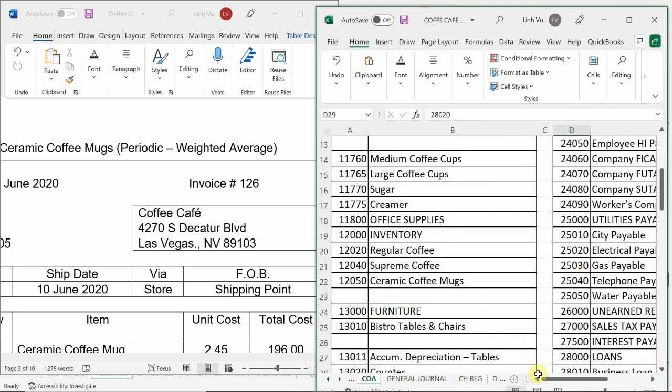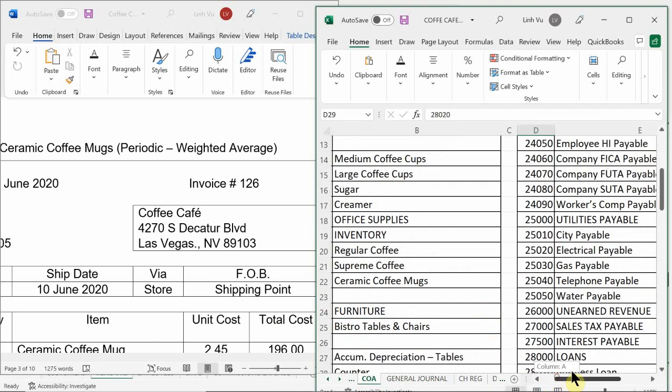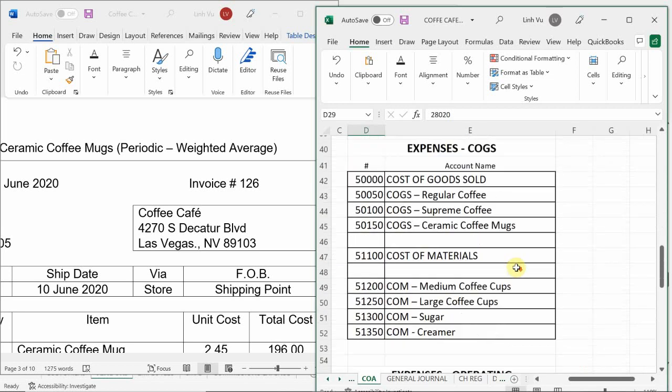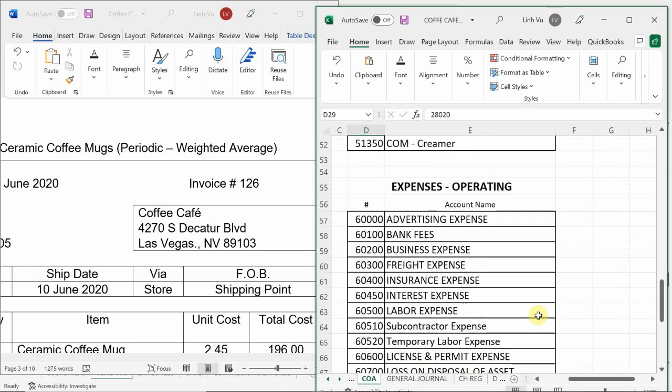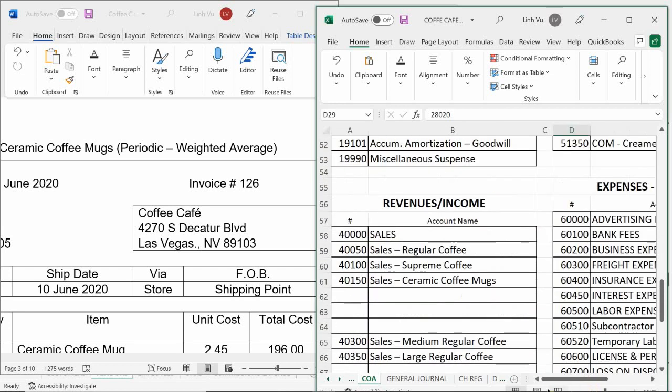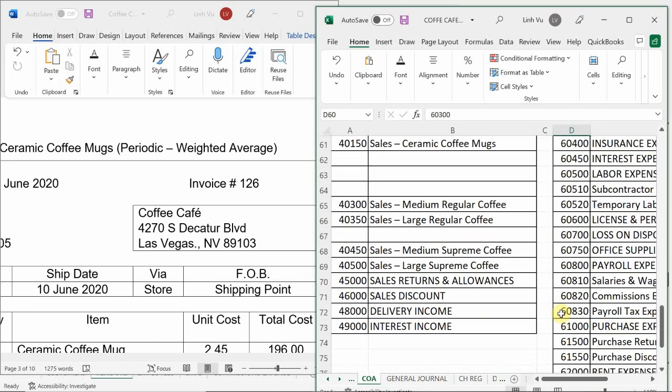So let's check our chart of accounts. What account numbers are my purchase expense account and my freight expense account? Okay, so freight expense, 6,300. Purchase expense, 61,000. Okay.